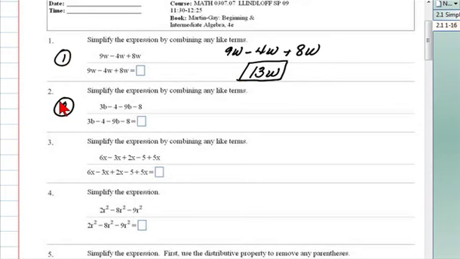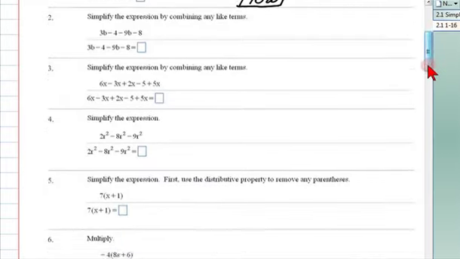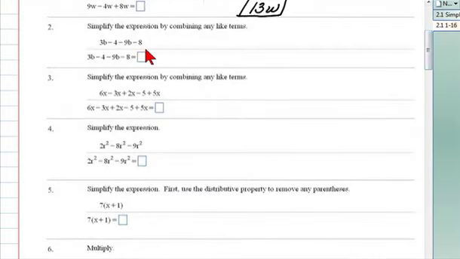Problem number, well, you can't see that either. Okay, I'm on problem number 2. Can I use the distributive property here? I have 3b minus 4 minus 9b minus 8.